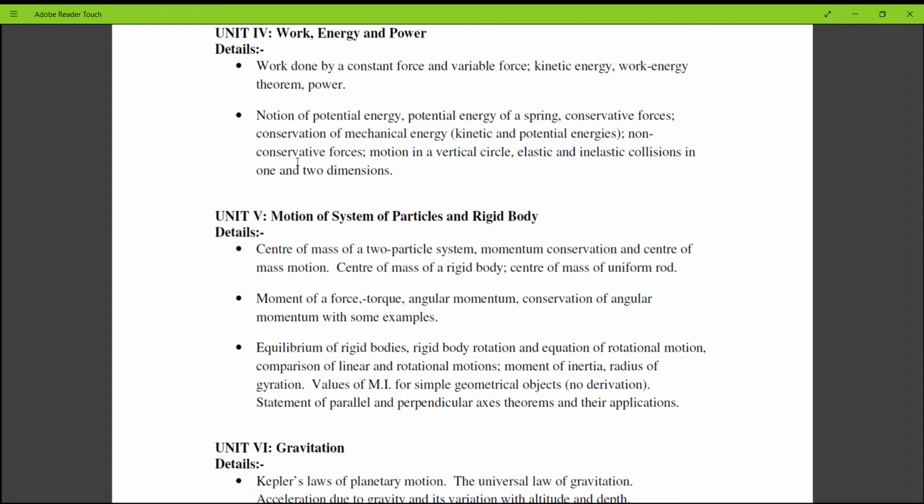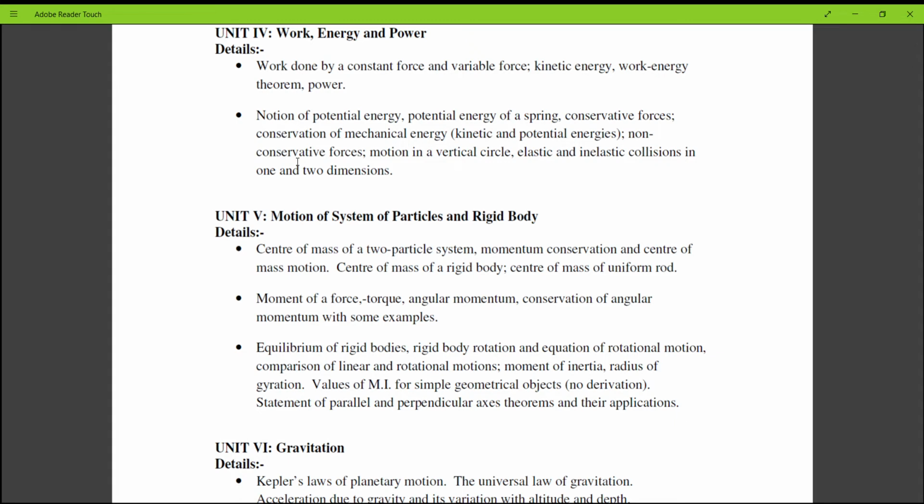Now next one is the unit 5, that is motion of system of particles and rigid body. And the detailed syllabus is: first topic, center of mass of a two particle system, momentum conservation and center of mass motion, center of mass of a rigid body, center of mass of uniform rod. Next topic is moment of a force, torque, angular momentum, conservation of angular momentum with some examples.